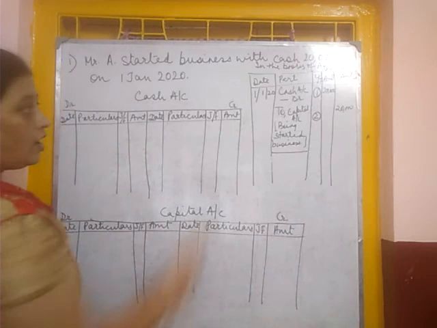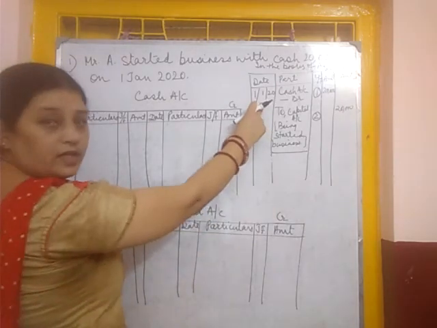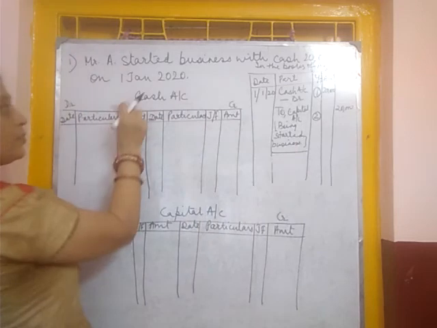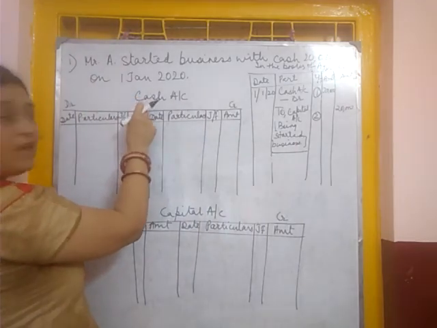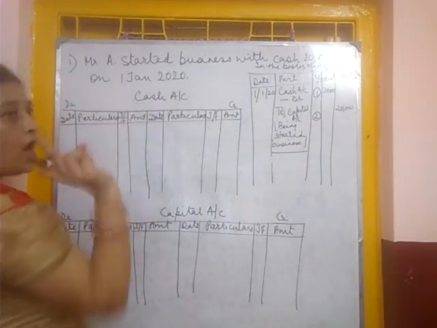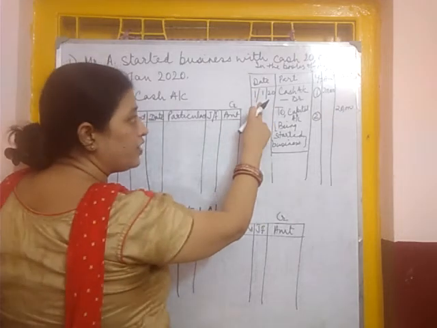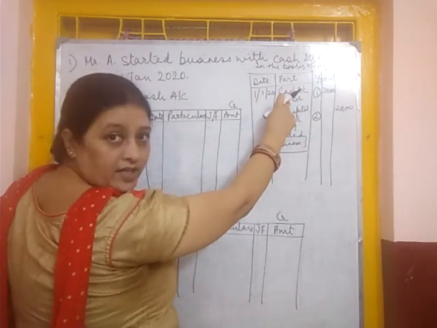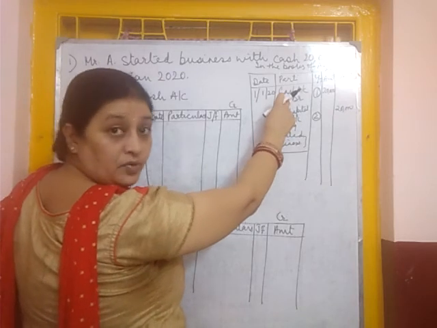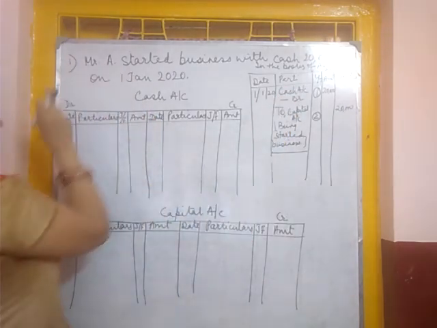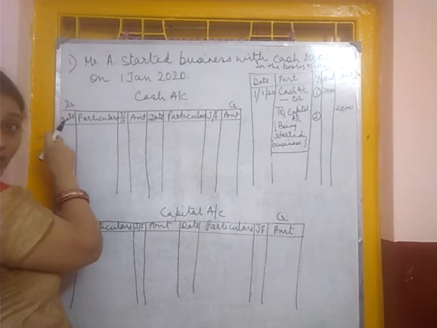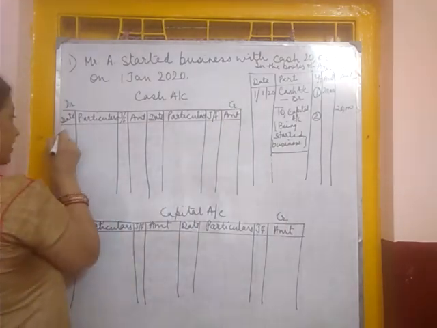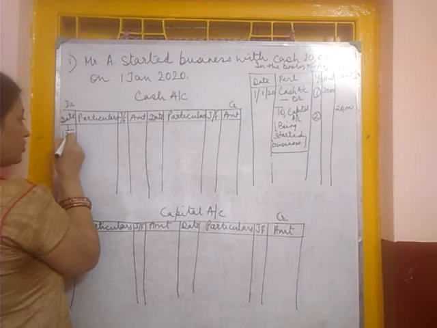Now see, what is the date given here? Date is 1st January and we are preparing which account? We are preparing this cash account. When we are preparing cash account, our first entry on 1st January, what was it? Cash account debit to capital account. It means cash account has been debited. So on the debit side, first of all, we will put the date. Date is 1st January 2020.